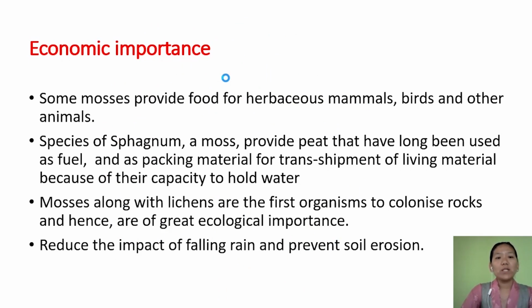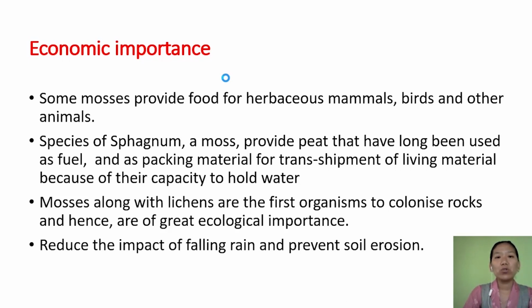Some of the mosses are used as food for various mammals, birds, and animals. Some species, that is sphagnum, provide peat, which is used as a fuel, and it is also used as a packing material because of its ability to hold water.